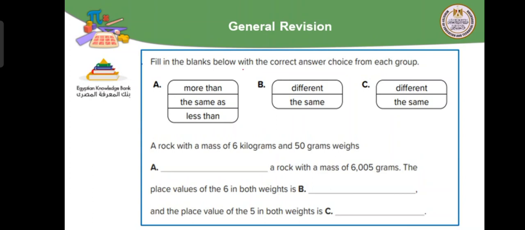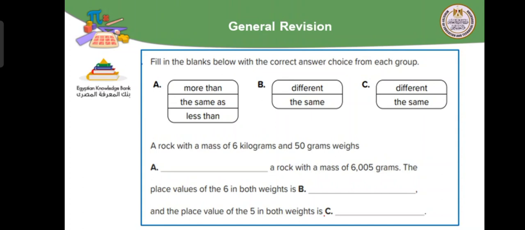Fill in the blanks below with the correct answer choice from each group. First group: more than, the same as, less than. Group B: different, the same. Group C: different, the same. So we choose one of these words from column A for letter A, column B for letter B, column C for letter C.